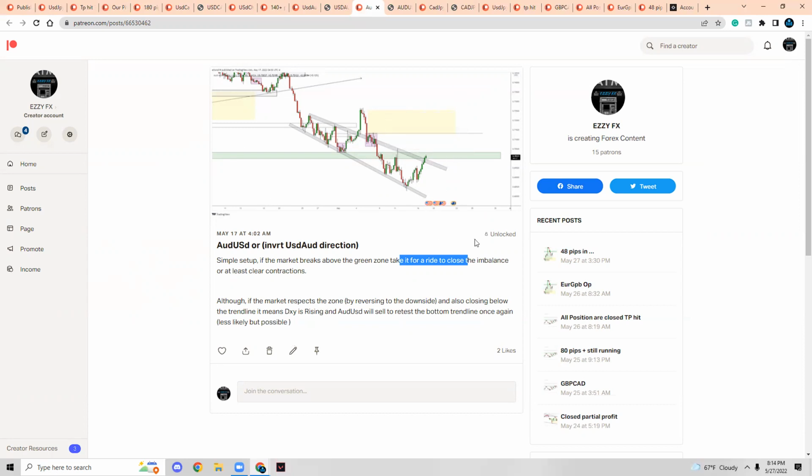Okay. But the only reason for the market to break below the trend line is if and only if DXY was rising at the time, which it didn't. That's why I just put it here. It's less likely, but it's possible, just so you guys understand the risks. But you guys know the intention here is to look to buy and to continue to the upside.